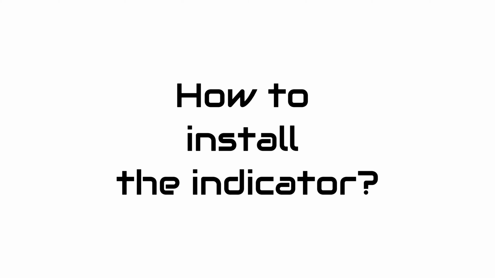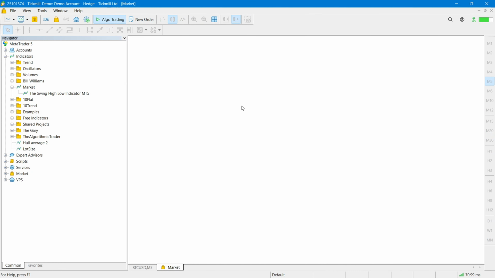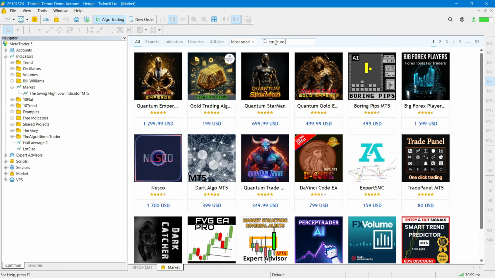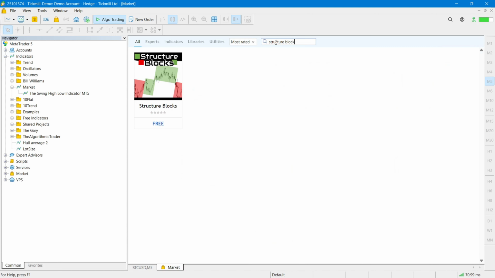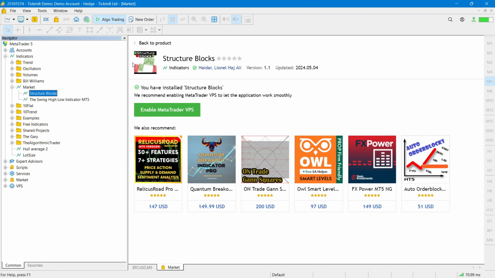First, let us install this indicator on our MetaTrader 5. Basically, whenever you are opening MetaTrader 5 and you are signed into the community, you can go to Tools, MQL5 Market. You can simply search for Structure Blocks. You will have the indicator. You hit Download, and when it is downloaded, you can see it here in the indicator market folder.